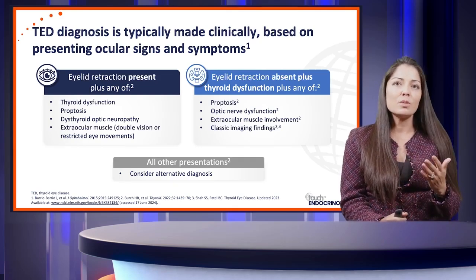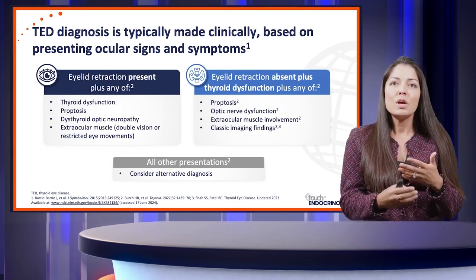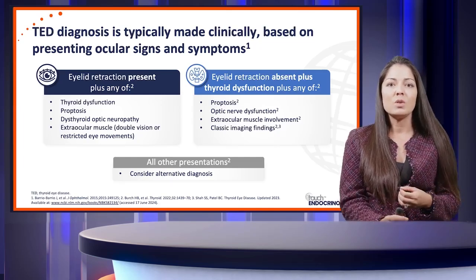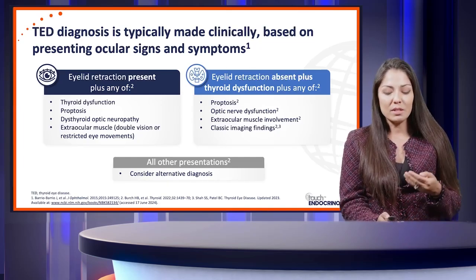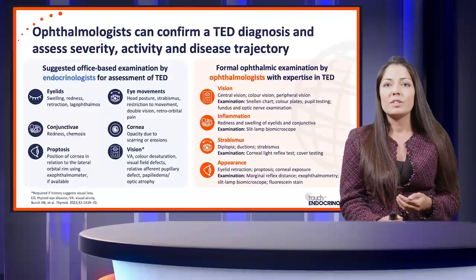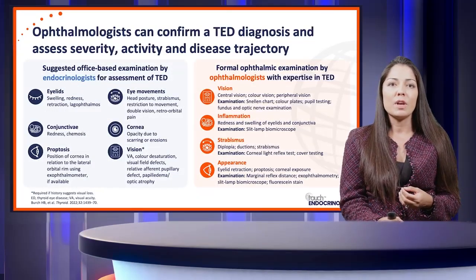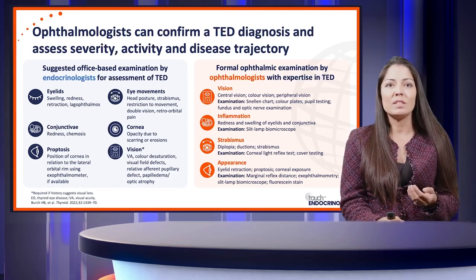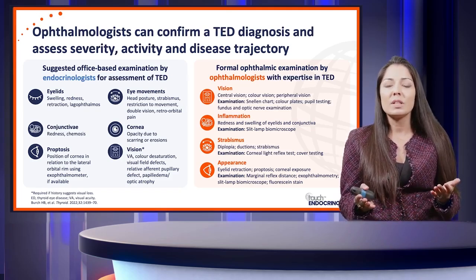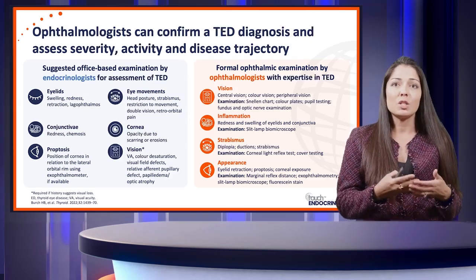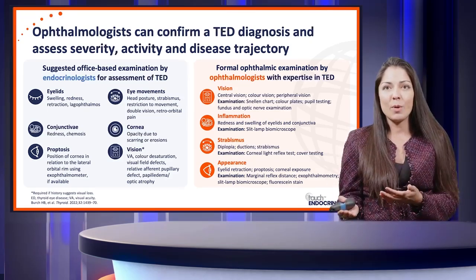Now, for patients that don't have these typical signs and symptoms, thyroid dysfunction, or imaging findings, then you want to consider alternative diagnoses and work them up for other conditions. Ophthalmologists can confirm a diagnosis of thyroid eye disease and can assess the activity and the severity of the disease. But this disease is typically evaluated by multiple colleagues, by endocrinologists, by non-ophthalmologists, and by ophthalmologists.